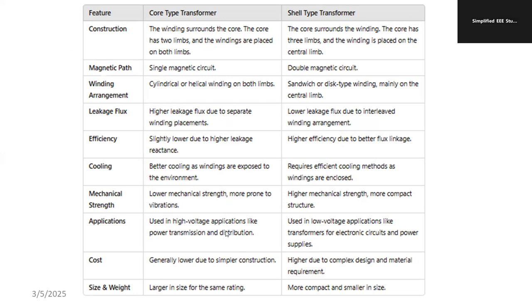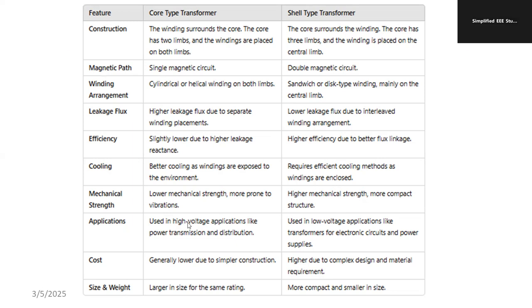Regarding the cost, how about the cost? Generally, the cost of the core type transformer is lower compared to the shell type transformer. If I talk about the size and weight, the core type transformer will be larger in weight. Why? Because the construction is bulkier, whereas in the shell type transformer, the construction is very compact and simpler, so it is mainly suitable for small electric circuits, electronic circuits, as well as power supply circuits.